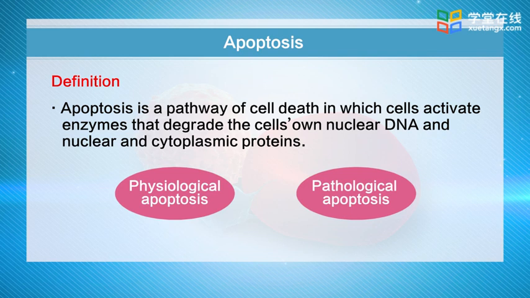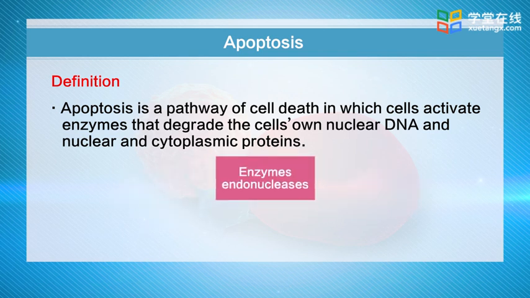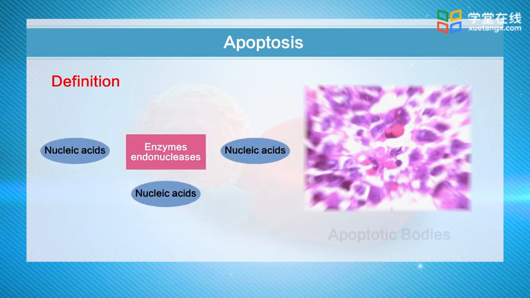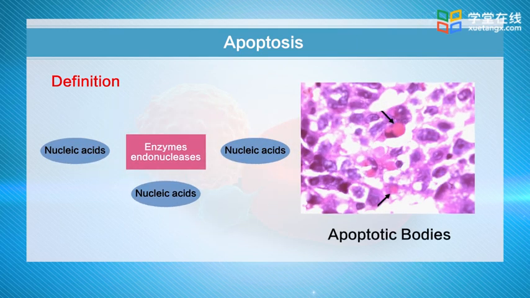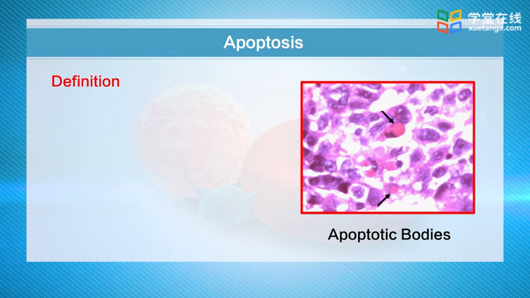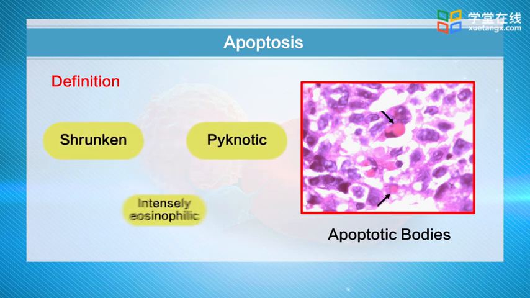The processes involve activation of intracellular enzymes caspases that degrade cellular proteins, and enzymes endonucleases which break nucleic acids into small fragments. This causes the cells to disintegrate into apoptotic bodies, each surrounded by a plasma membrane. This slide shows us the apoptotic body. The isolated cell becomes shrunken, pycnotic, and intensely eosinophilic.